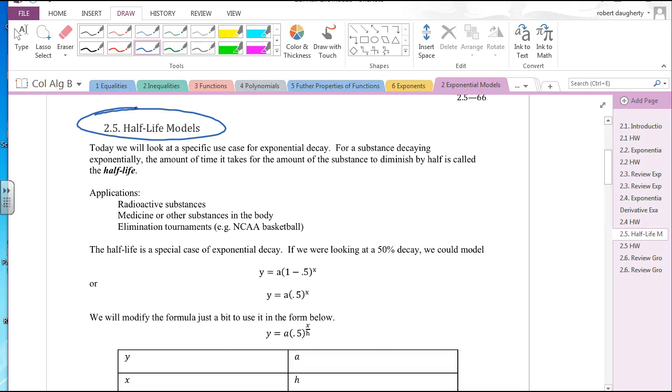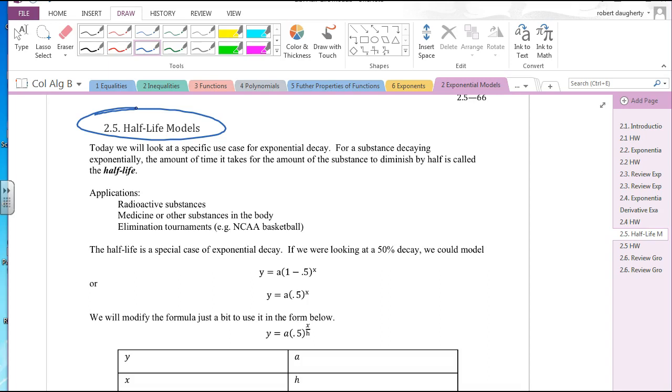Okay, so if you take some kind of Tylenol in your bloodstream, and it has a half-life of 2.5 hours, that means 2.5 hours after you took it, how much is still in your body? 1/2. That's what half-life means: how much time it takes for half of the substance to go away. That's why we call it the half-life.